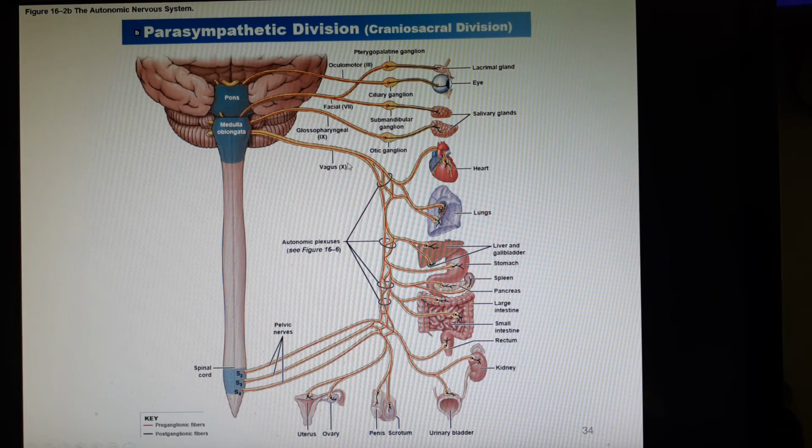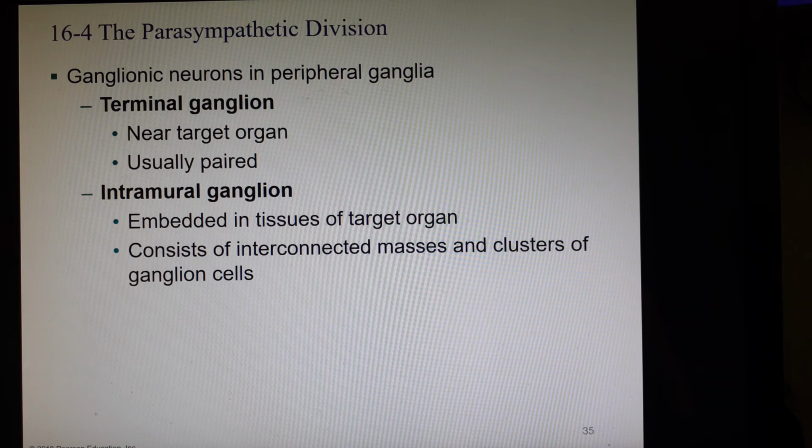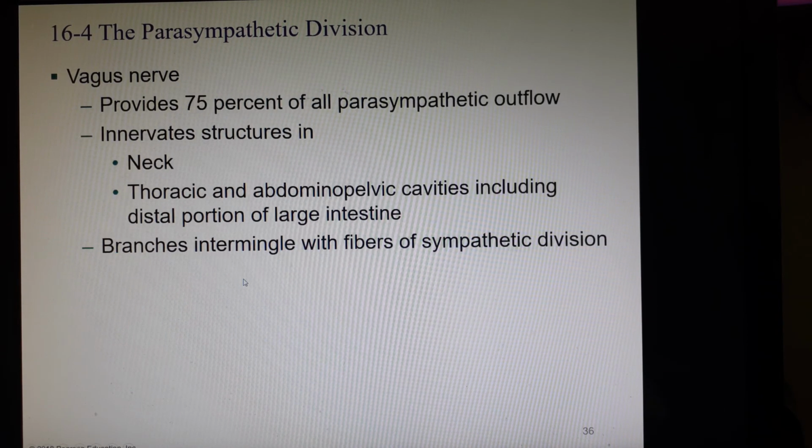Okay, so let's go on. So we have the ganglia, and they're either terminal or intramural. Terminal means that the ganglion is outside of the organ, but very, very close by. So it's near the target organ, and these are usually in pairs. Intramural means actually in the wall. And so an intramural ganglion is inside the organ that it is controlling. It's a bunch of interconnected masses and clusters of ganglion cells.